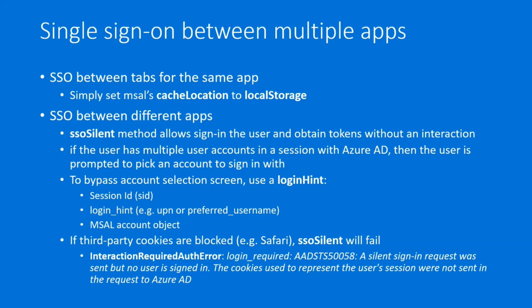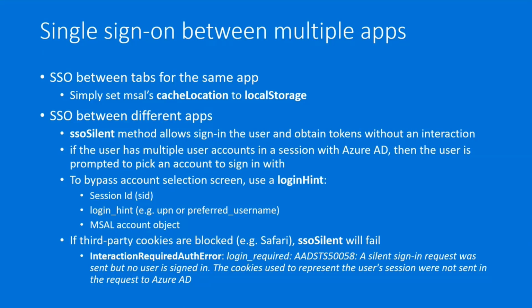However, if the user has multiple user accounts already active with Azure AD, then they'll have to see an account selection screen that we just saw previously. If you need to bypass that screen, you'll have to pass some sort of account identifier. This could be a session ID or a login hint, such as the UPN or the preferred username, or an MSAL account object. And there are many ways you could do this.